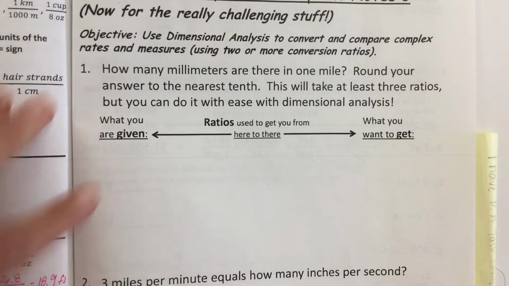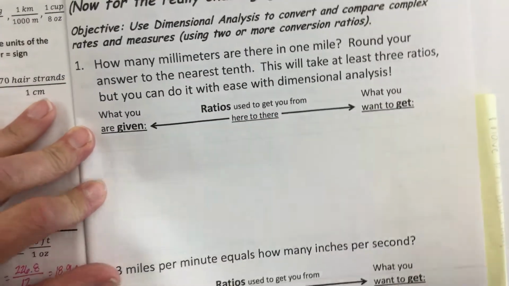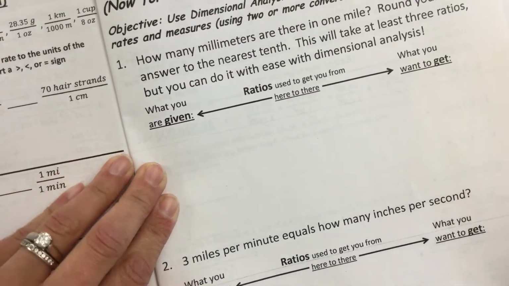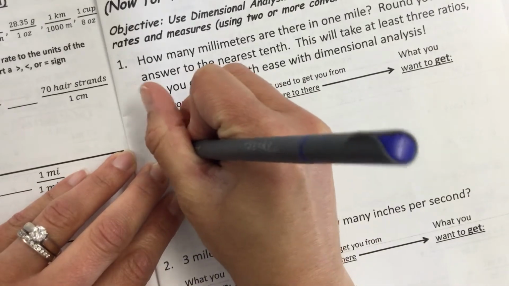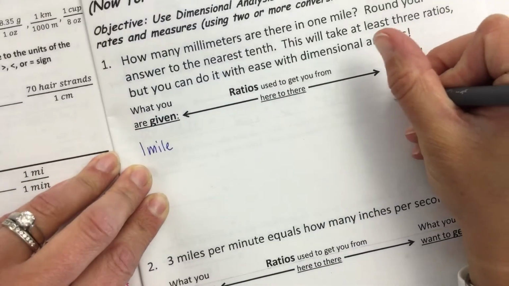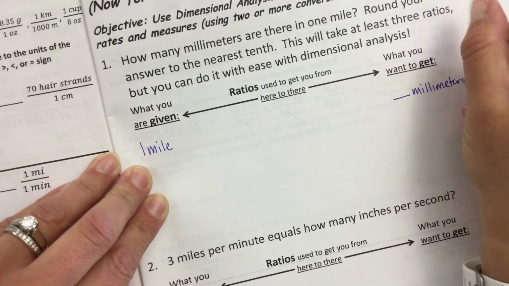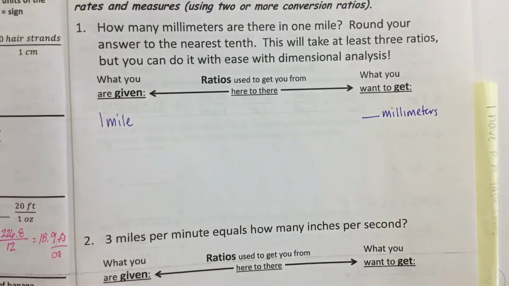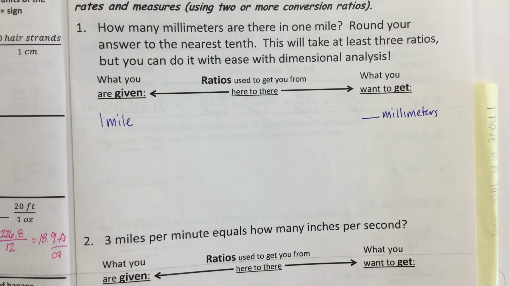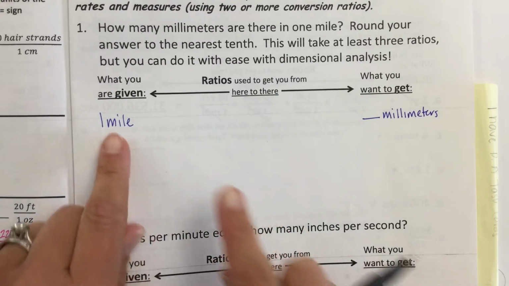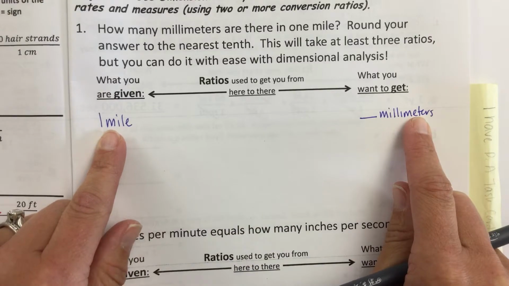So it says, how many millimeters are there in 1 mile? Round your answer to the nearest tenth. So we want to know how many millimeters are there in 1 mile. So in 1 mile, we want to know how many millimeters. That's kind of our question. So it says this one will take at least 3 ratios, but you can do it with ease with dimensional analysis. So one thing that I encourage you to do when you're having these harder problems is let's map it out before we do any of the math.